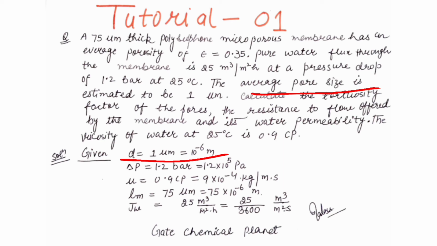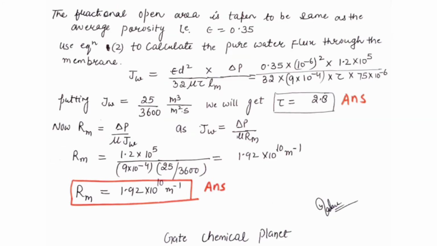And the JW value is already given. JW is the water flux of the membrane, and it is 25 meter cube per meter square hour. As the water flux is given in terms of hours, we will convert it into seconds. So we will multiply here by 3600 to convert hours into seconds. So now we will get the water flux in terms of meter cube per meter square second.